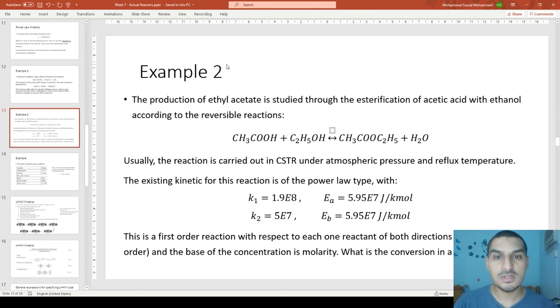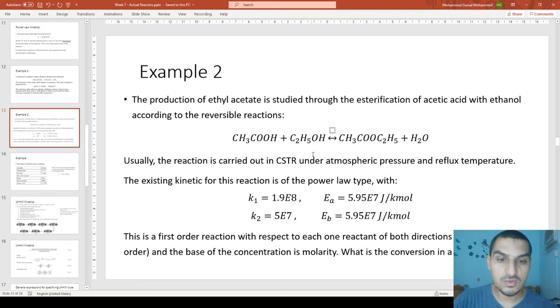Hello everybody. We're still talking about the kinetic reactors in Aspen Plus, and we will see the CSTR by solving this example here. This is a simple example where we have a reaction of acetic acid with ethanol giving ethyl acetate and water. We mentioned this reaction before in the ideal reactors, but here we are going to solve the same reaction by knowing the kinetics of the reaction.